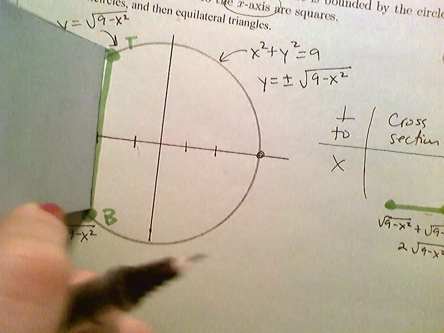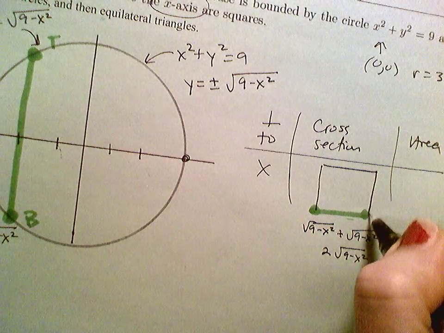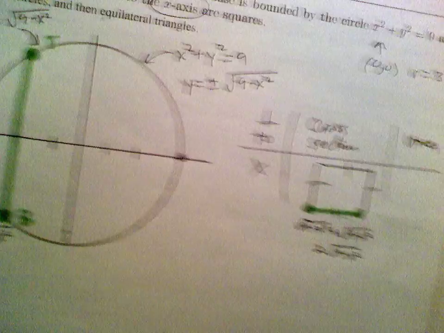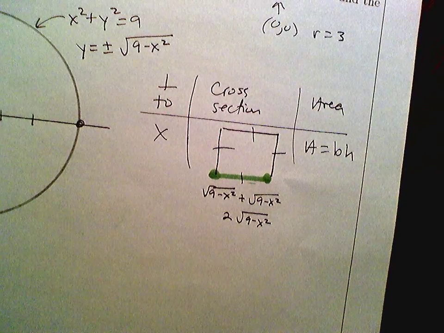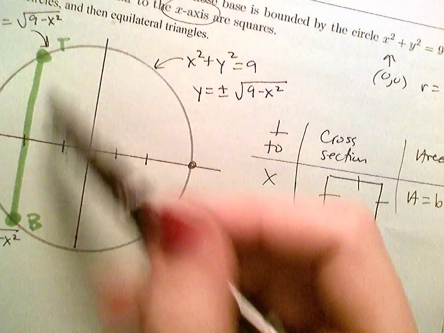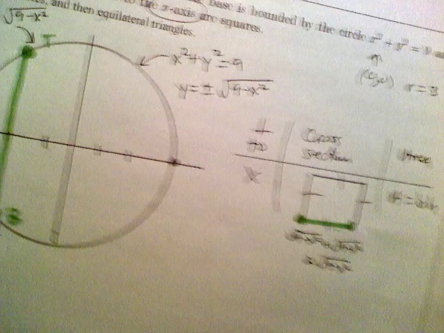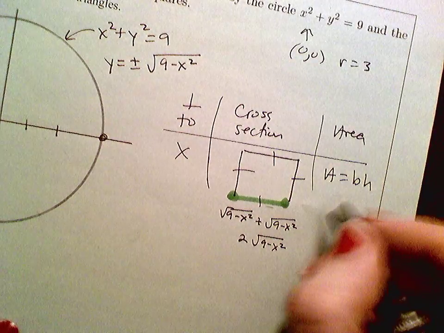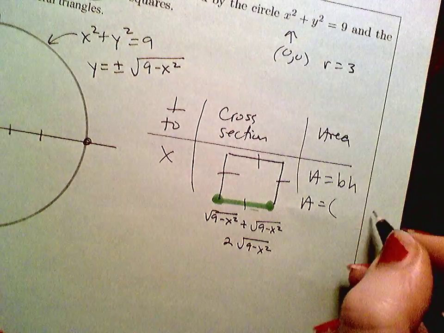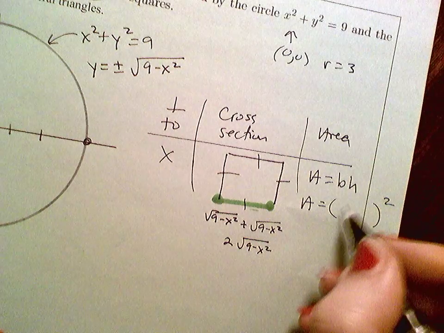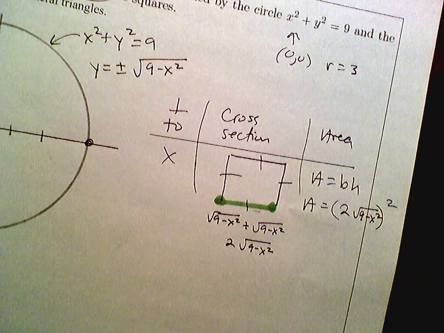But now we still need its height. Let me complete my cross section. It's a square, so everything's congruent. The area of a square is base times height. And by the way, guys, you always want to ask yourself, do I have to change cross sections? Are the top and bottom functions ever changing? The answer is no in this situation. So the area equals, since the base and height are the same, the same thing times itself: 2 radical 9 minus x squared, squared. That's the area.